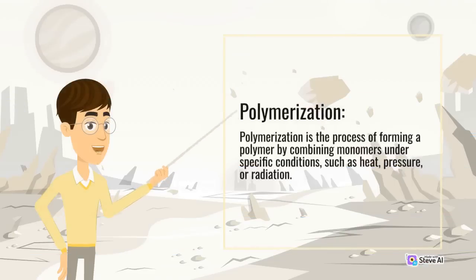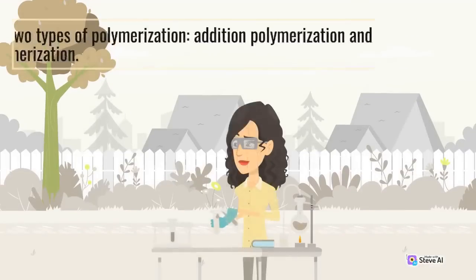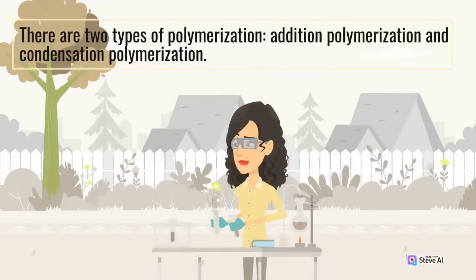Polymerization. Polymerization is the process of forming a polymer by combining monomers under specific conditions, such as heat, pressure, or radiation. There are two types of polymerization: addition polymerization and condensation polymerization.